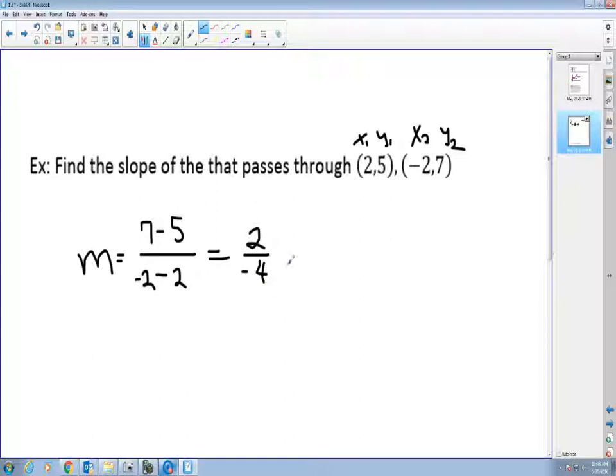So as a matter of fact, this line is going down the hill because my slope is negative. Negative slope means the line is going down the hill from left to right. Positive slope means the line is going up from left to right. So this one is a negative slope: changing altitude over changing displacement, the left and right direction.